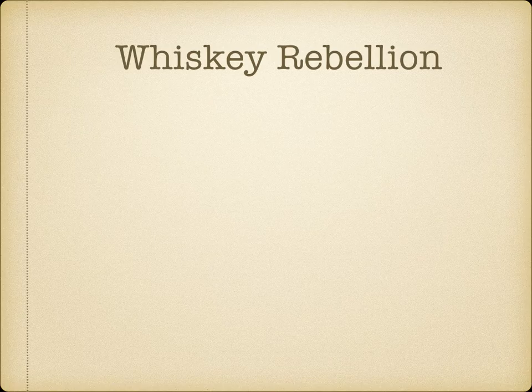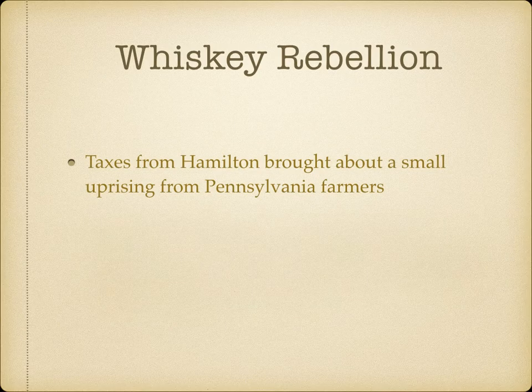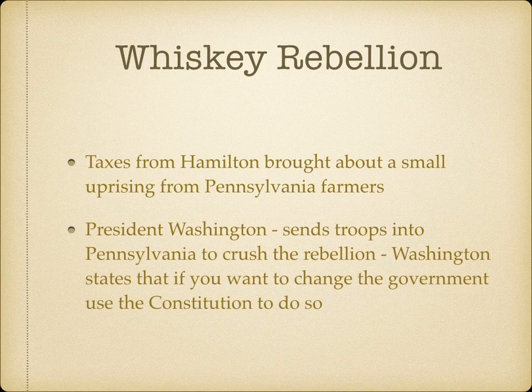Now, since you've read the book, you have a general idea of what the Whiskey Rebellion looks like. Because of the taxes from Alexander Hamilton, small farmers in Pennsylvania were very upset about how much they had to pay for their whiskey tax. And so President Washington, because he's heard of this uprising, decides to send troops into Pennsylvania to crush this rebellion.